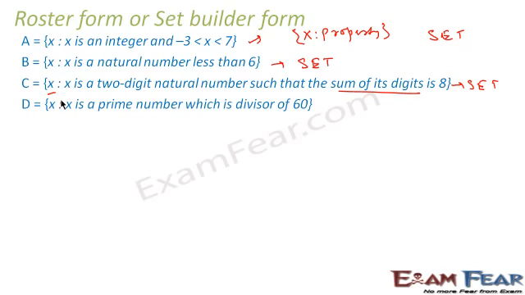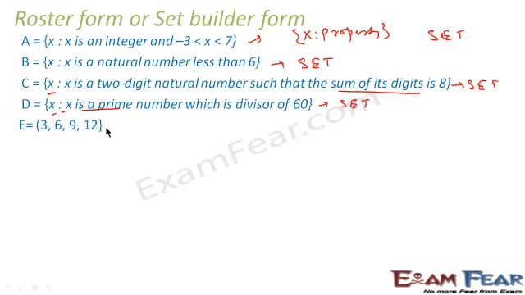Let's take an example of set D where we say X colon property, and the property is it's a prime number and which is a divisor of 60. Again, it is a property, so all the elements which follow this property will be part of this set. So this is a set builder form.